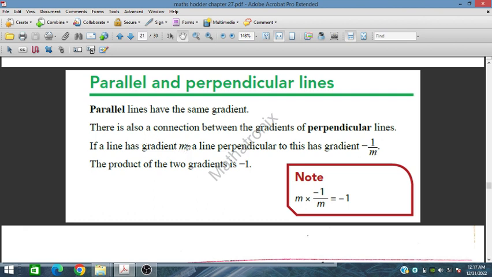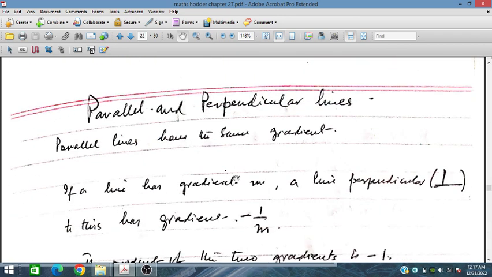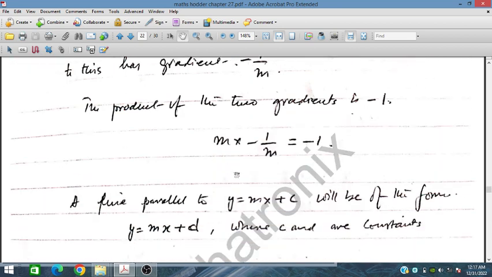If a line has a gradient m and a perpendicular line has a gradient minus 1 over m, the product of the two gradients is minus 1. So when we multiply one line's gradient and its perpendicular's gradient, we obtain minus 1. Parallel lines have the same gradient, and you learn this.